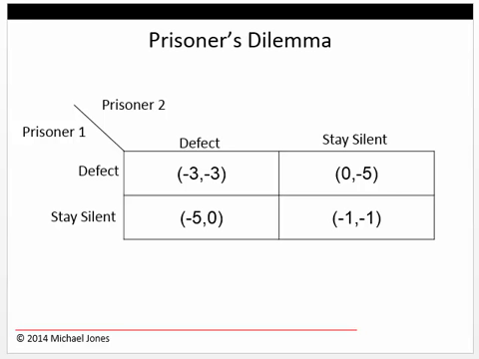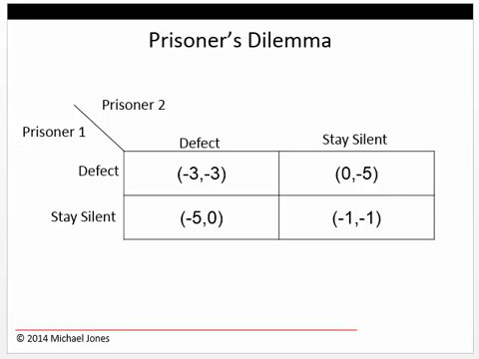They tell the prisoners that if both stay silent and neither one rats the other one out, then they're only going to go to jail for 1 year because there's not enough evidence to convict them of a more serious charge. However, if both prisoners defect and they rat each other out, then they've confessed to the more serious crime, and so each prisoner is going to go to jail for 3 years.